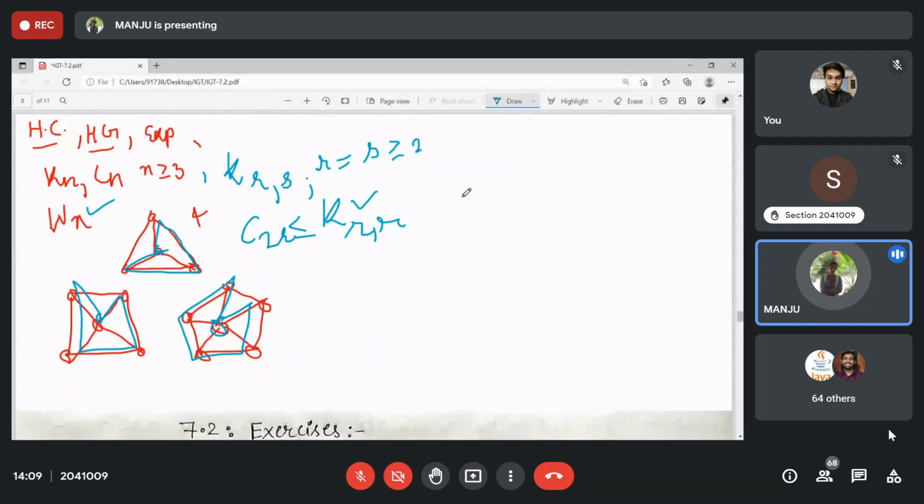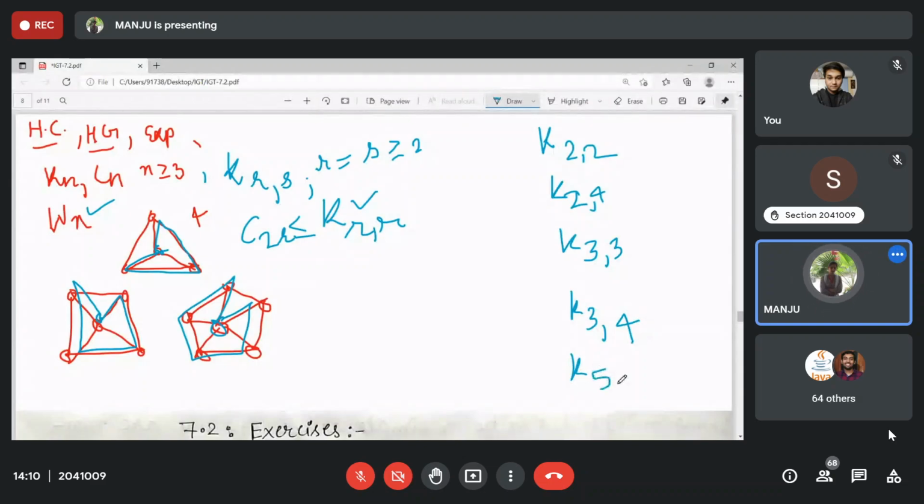What about this one? Is it Eulerian? If R and S are even, then it can be. R and S have to be even, only then it is Eulerian. So K22, K24, K33, K34, K45 or anything like that.